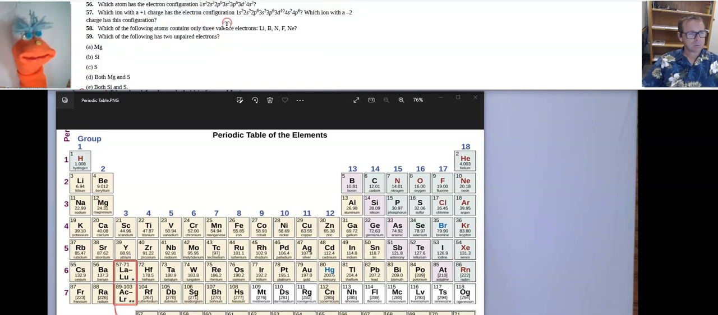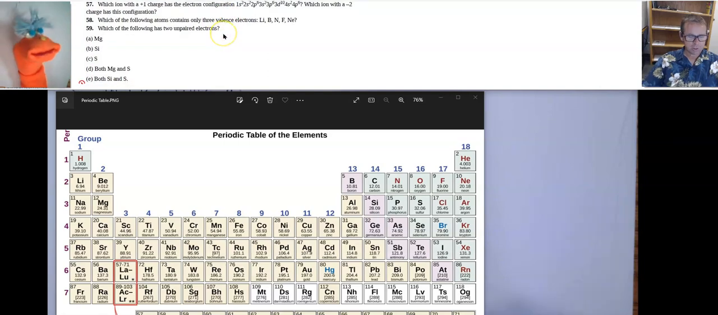Okay, so here we have one with a positive charge. How does that change things? Well, the number of electrons that the species has is one less, and so we have to think about what the atom would look like if it had one more. All right, so we can do the same thing.